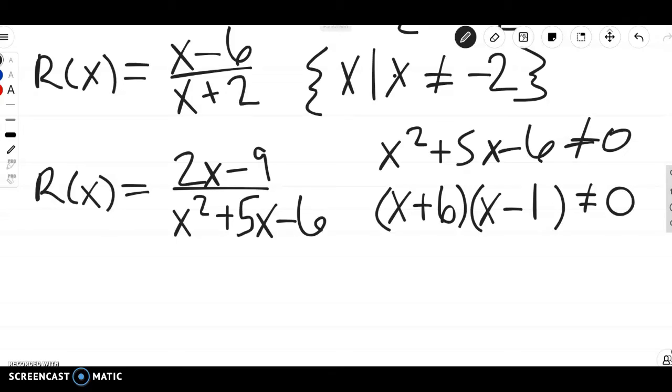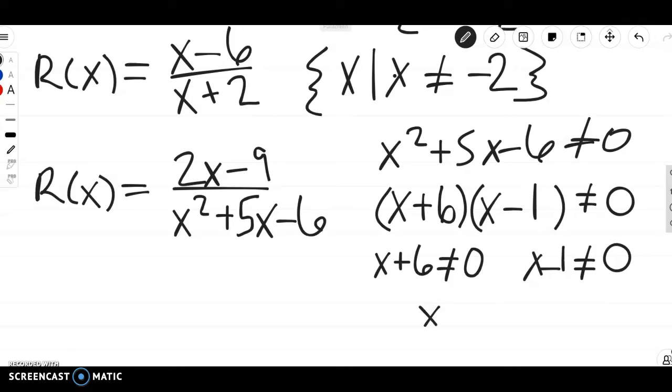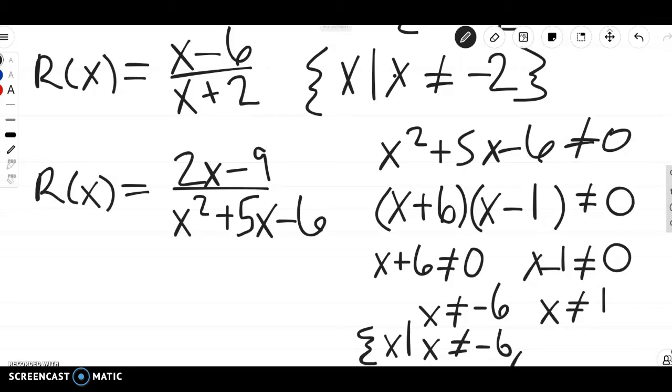So when we're solving, that means x plus 6 is not allowed to be 0, and x minus 1 is also not allowed to be 0. Through solving, we get two solutions. x can't be negative 6, and x can't be 1. Writing this out in set notation, we'd have the set of all x such that x cannot equal negative 6 or 1. We just separate them with a comma and close our brace.